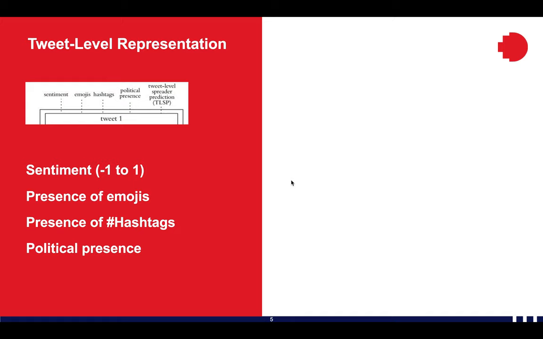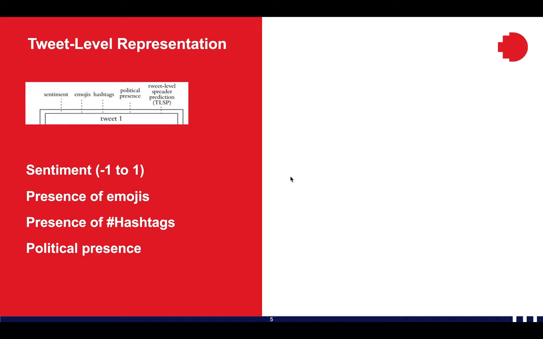We also model the political presence in our system, because we want to include political bias in our model. The way we do the political presence is by counting the number of tweets that contain the word Trump. We choose mentioning Trump as a political presence for two reasons. The first reason is that the word Trump is a widespread feature in the dataset. More than half of the users mention Trump at least once.